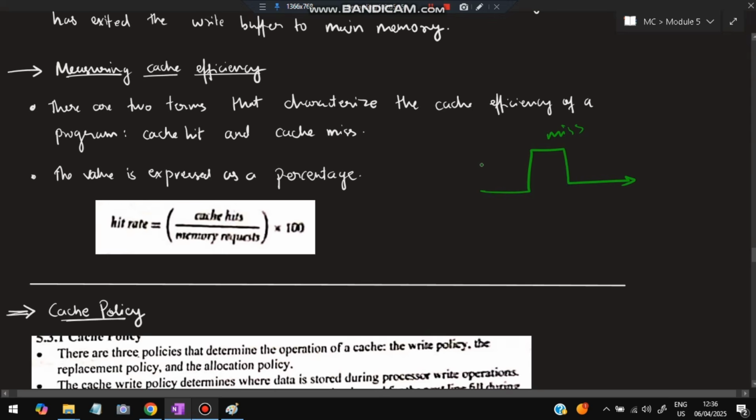So the more hits, the more data I'm getting from the cache itself. More hits means a better cache. More misses means a worse cache. It is expressed in the form of a percentage. What is hit rate? Hit rate means how many times I got it from the cache divided by how many times I had requested. If I got it 10 times and I had requested 12 times, the percentage is very high, 10 by 12. If I requested 100 times but I got it only one time, it is the worst cache, right? Because there is no point. 99 times I'm going and bringing from the main memory. So the cache which has more hits is called a better cache.